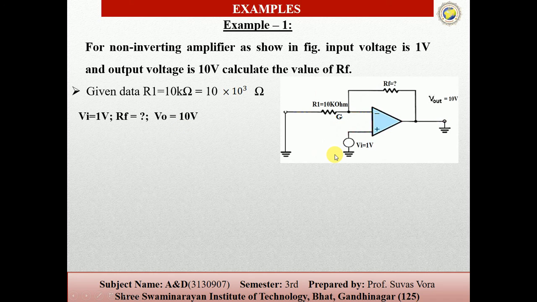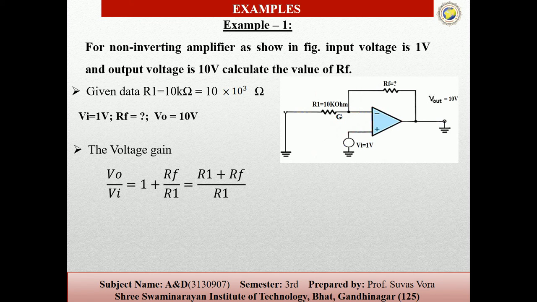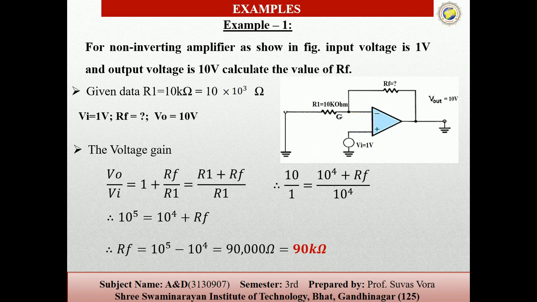Now you can see that the input is given at the non-inverting amplifier pin. So the voltage gain is V0 upon Vi equal to 1 plus RF upon R1. Putting the values, V0 upon Vi equal to 10, R1 is 10⁴, so 10 equals 1 plus RF upon 10⁴. So the final equation gives RF equal to 10⁵ minus 10⁴, that is 90 kilo ohms. So the RF value is 90 kilo ohms.